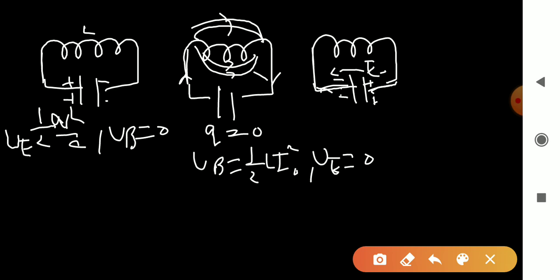So the current keeps flowing in the same direction and the capacitor starts charging, but in the reverse direction, that is, opposite polarity. So the result is that the energy is transferred from the inductor back to the capacitor and the current becomes 0 and the capacitor is charged to its initial value. So in this case, electrical energy is half q square upon c and UB is 0, right?